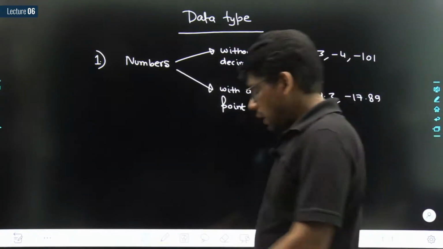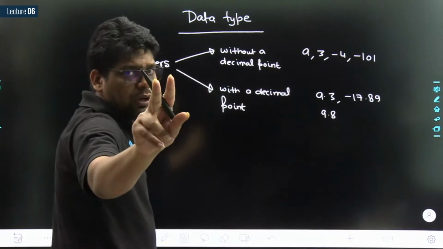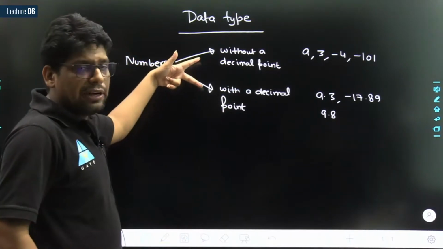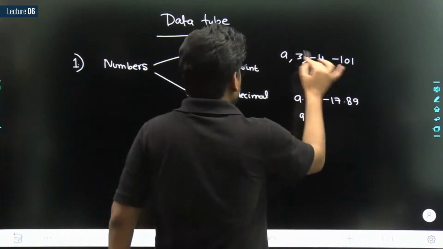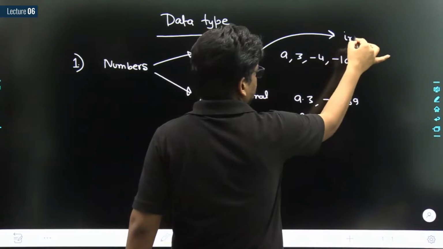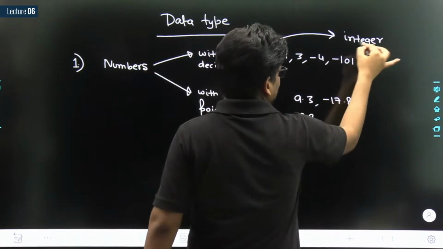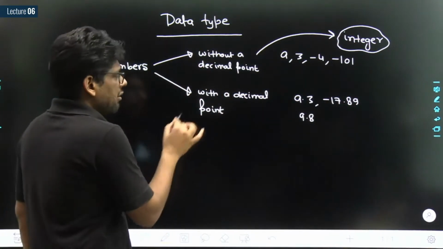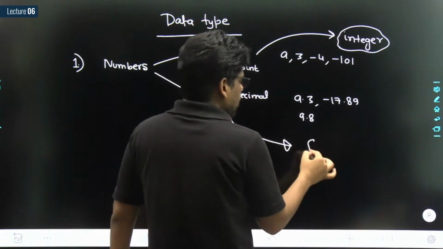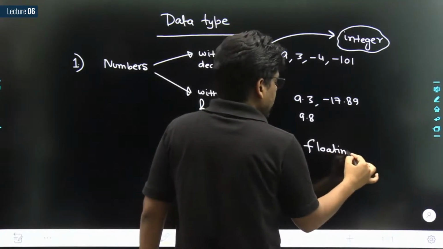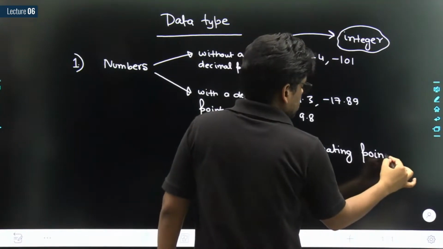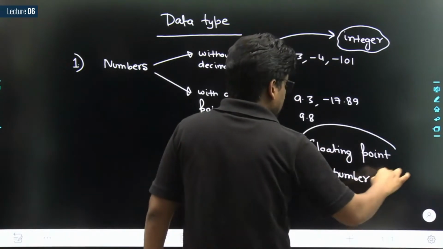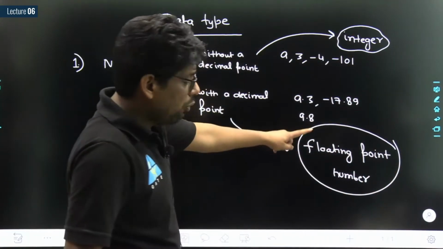So in programming also, we have two types of data. We have two data types for these kinds of numbers. For a number without a decimal point in programming, what do we call it? We call it an integer number. And a number with a decimal point in programming, we call it a floating point number. So we have two data types, the integer data type and the floating point data type.